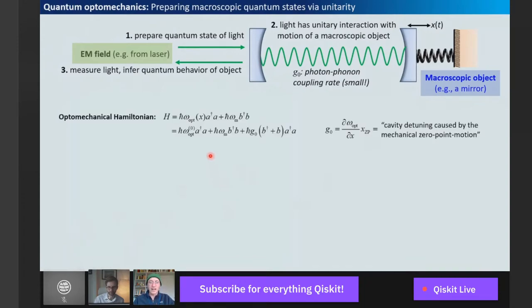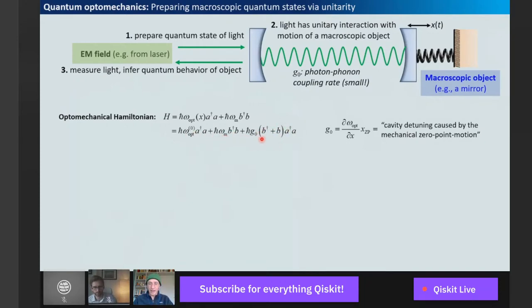The way that we describe it, if you want it at this quantitative level, is via a Hamiltonian, which starts out by saying we have a mechanical oscillator. Here it is with its operators. We have an electromagnetic oscillator. Here it is with its photon creation and annihilation operators. But the resonant frequency of the optical cavity depends on the position of this object here. As it moves back and forth, it's going to stretch and compress the eigenmodes of this cavity. And so if we take the dependence of the cavity frequency on the oscillator's position and rewrite that position in terms of phonon operators, this is what we get.